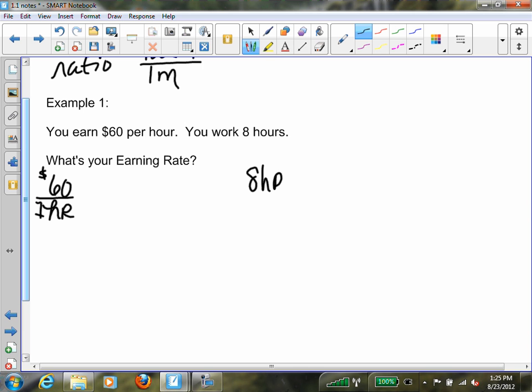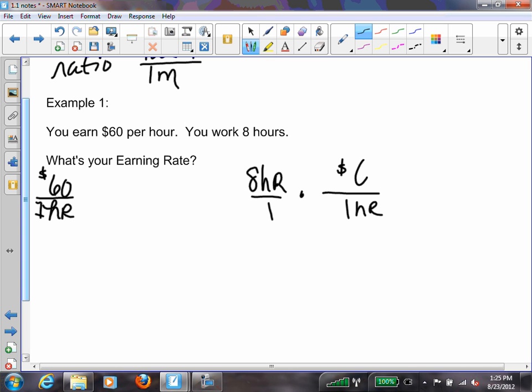8 hours over 1 times, we want the hours to cancel, and we want to know how much money we've made. And that's why we're multiplying and not dividing, because our units are going to cancel out, and we're left with the unit that we want in the numerator, which is money. And so that would be 8 times 6 is? So $480.